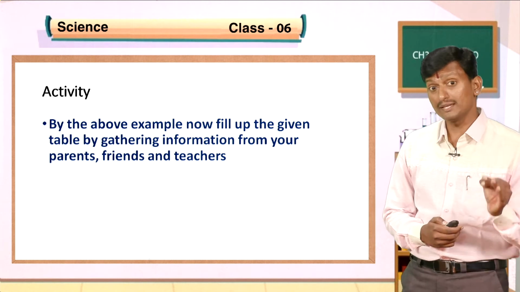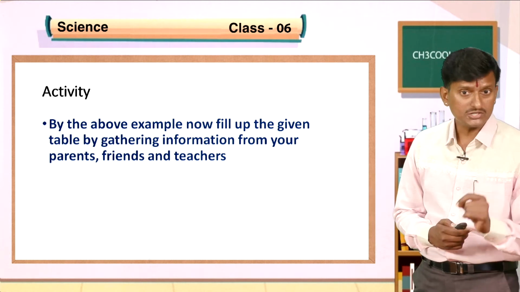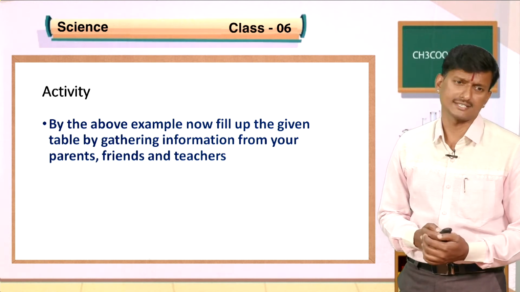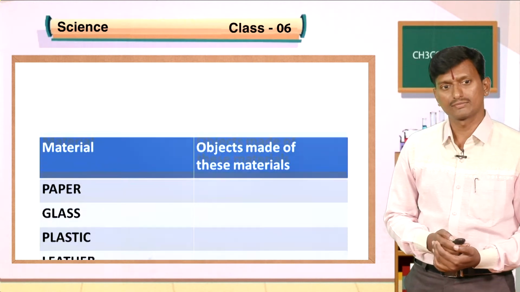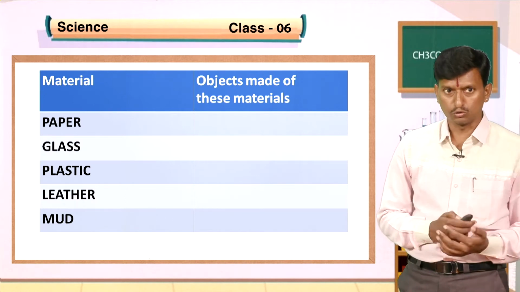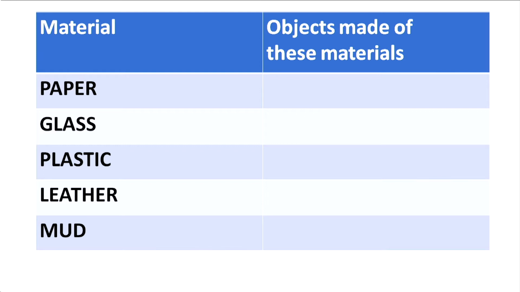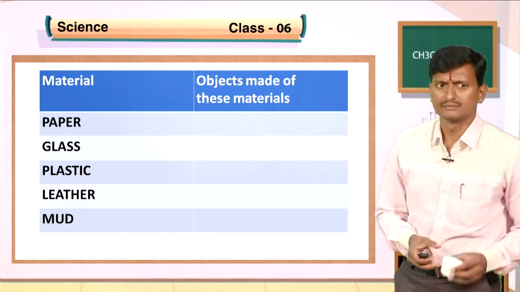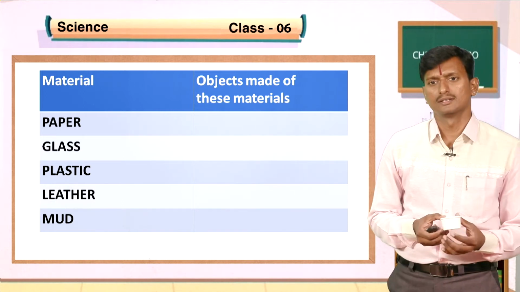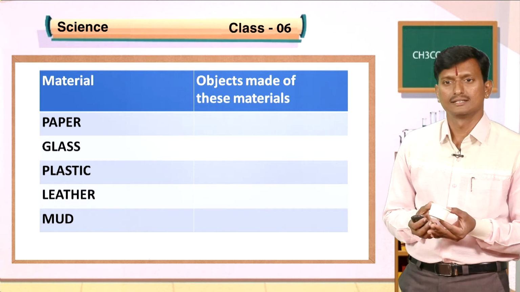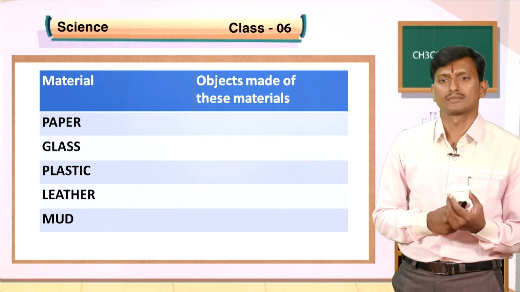By the above example, I am going to give an activity. Now, fill up the given table by gathering information from your parents, friends and teachers. Two columns are given for you: one is material, and one is objects made of these materials, that is paper, glass, plastic, leather, mud. I think it is very funny for you, you can also enjoy this activity. Understand? For example, from paper you can make cups, plates, and you can prepare books, likewise.